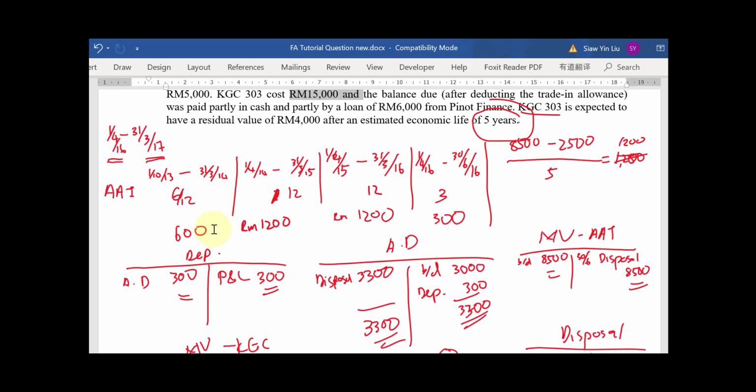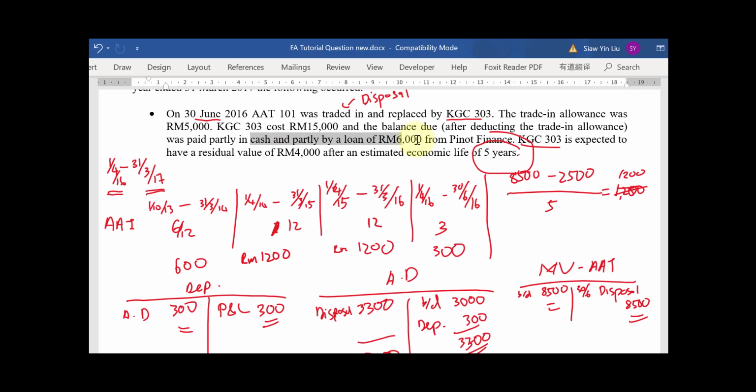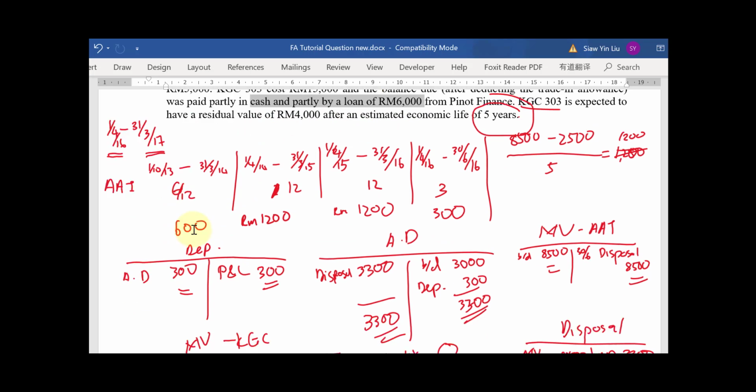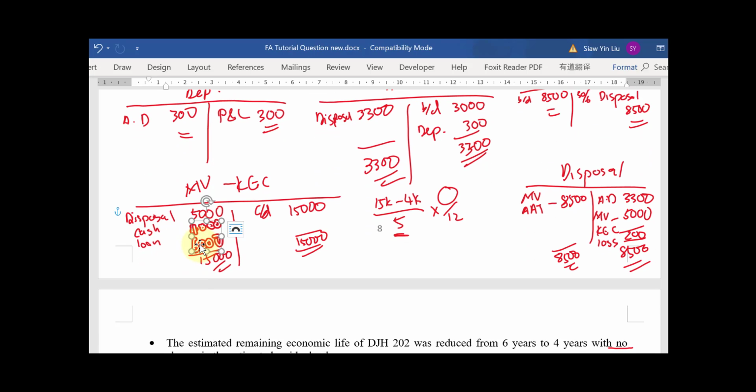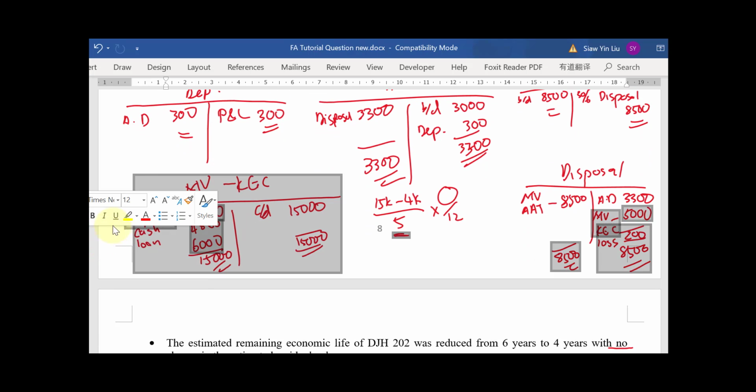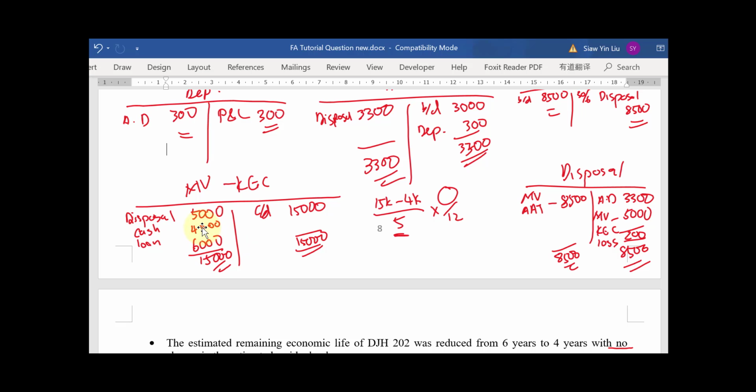So the balance, the question mentions, is partially by cash, partially by loan. Loan is 6,000. So you pay loan 6,000 and the balance of 4,000 you pay by cash. Here, the balance of 4,000 you pay by cash. So if you carry down to next year, the total cost is still 15,000 because you didn't dispose of it, so you carry down the whole amount.